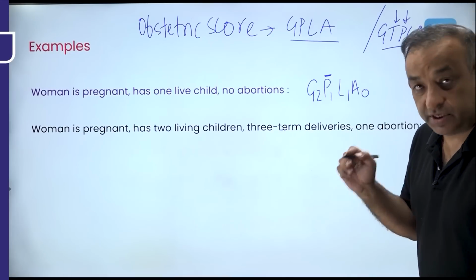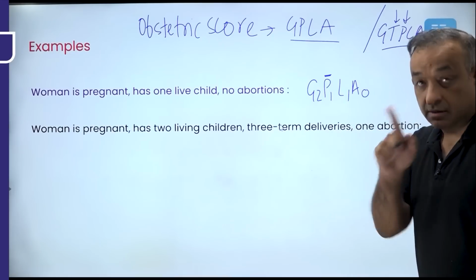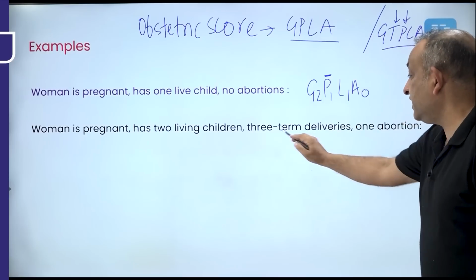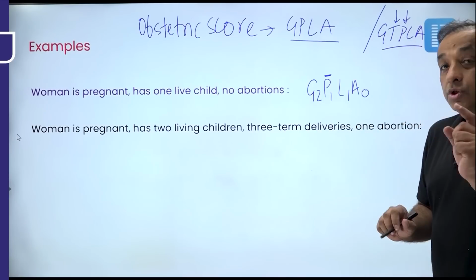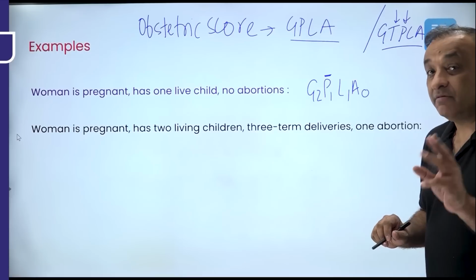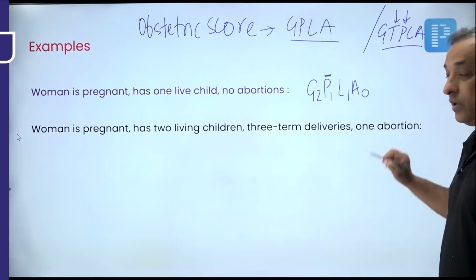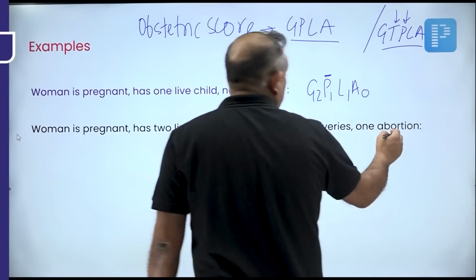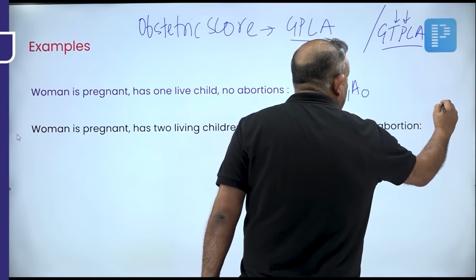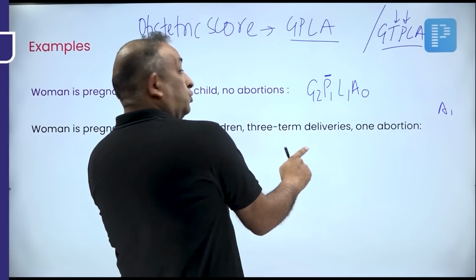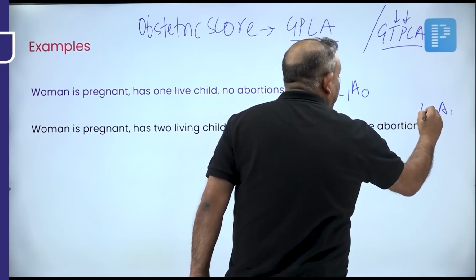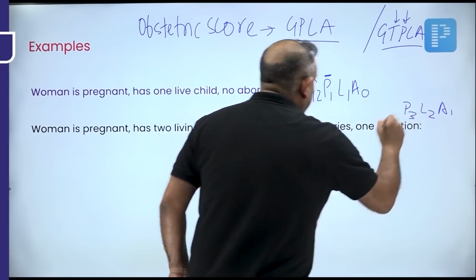Woman is pregnant, so she's a gravida, has 2 living children. So live 2 already, but she had 3 term deliveries. What is the meaning of that? She has delivered 3 children. So para already we know it is 3 and has 1 abortion. So when she has 1 abortion, we always start from the reverse. A1, that is 1 abortion, 3 term deliveries and 2 living children. So live 2 and para 3.